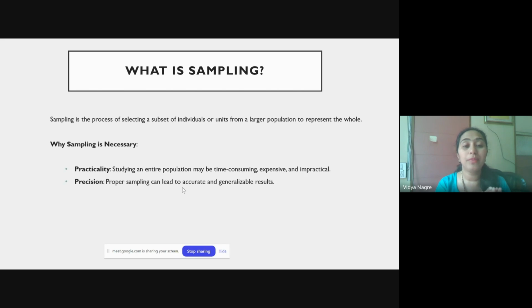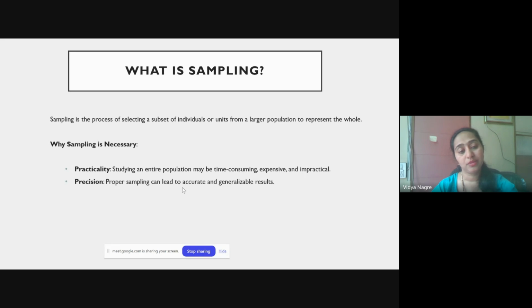If you do a proper sampling, if you do a proper experiment on the chosen sample, then your conclusions are mostly accurate. And that's why sampling is highly necessary. Why is sampling important? It is very practical to go for the sample because it saves your time. Studying the entire population is very time consuming, expensive, and impractical, because you cannot reach each and every individual. It's impossible because we are a country with a large mass of population, right? So it's always better to have a sample.